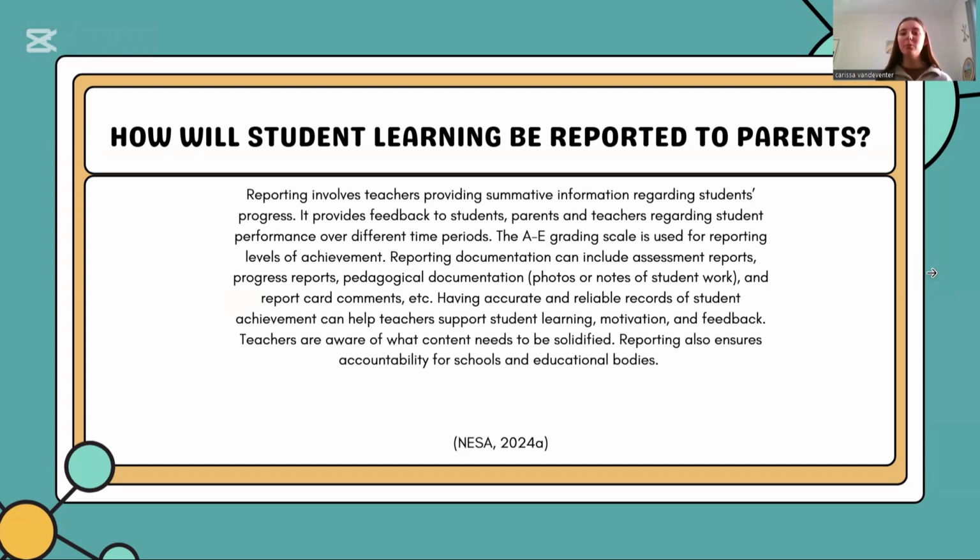Having accurate and reliable records of student achievement can help teachers support student learning, motivation, and feedback. Teachers are aware of what content needs to be solidified. Reporting also ensures accountability for schools and educational bodies. And the educational bodies in Australia are NESA and ACARA.